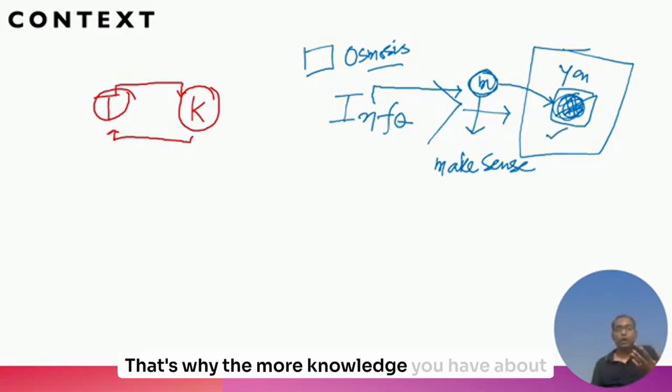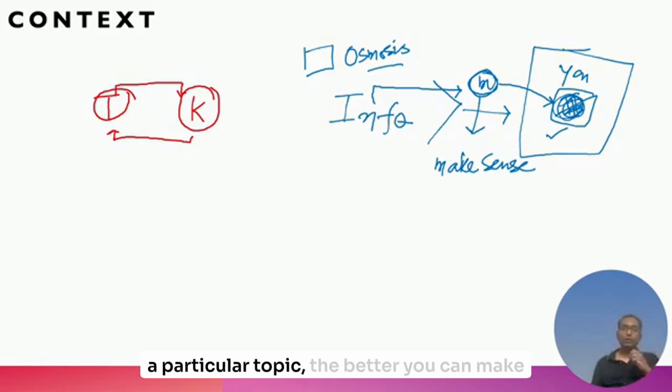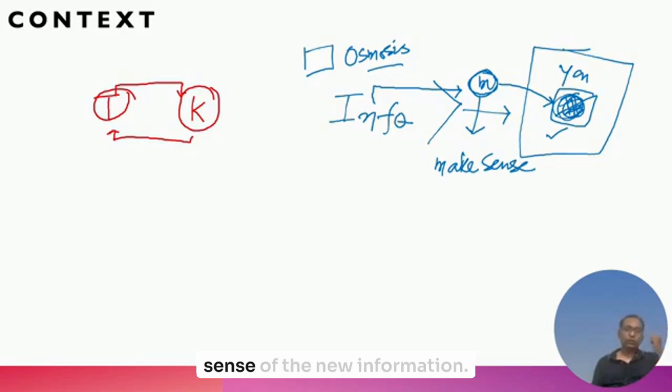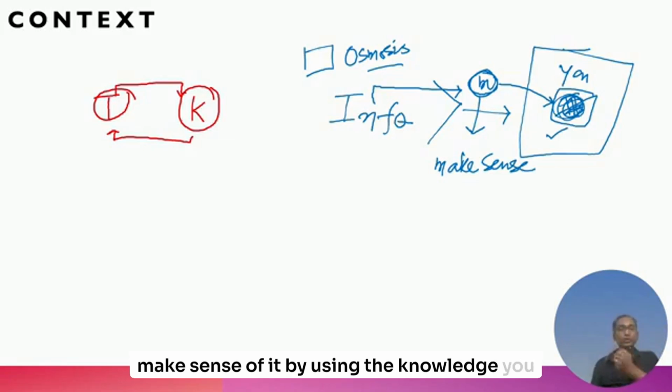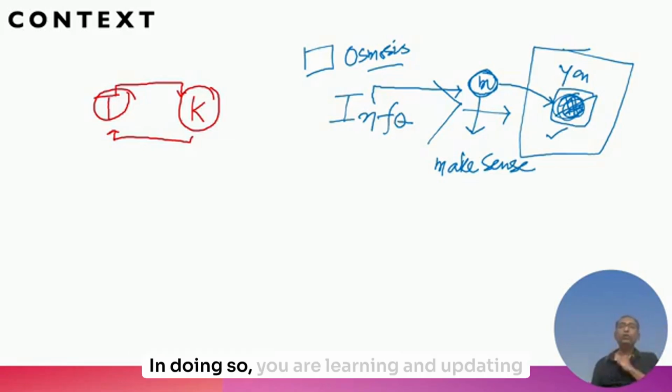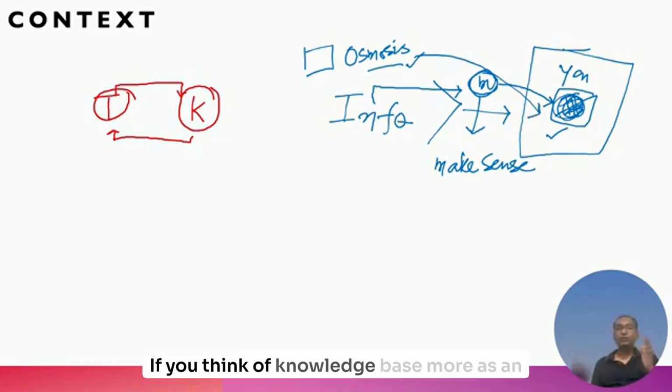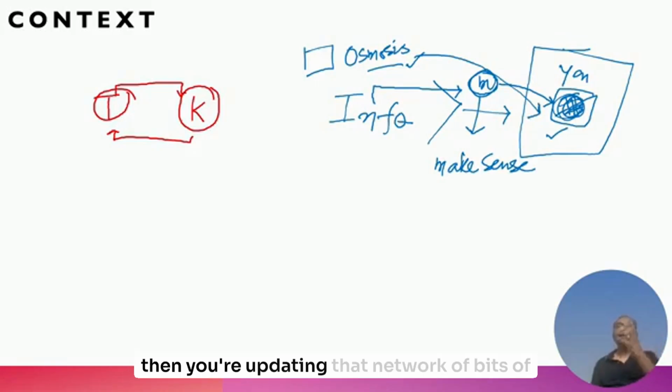That's why the more knowledge you have about a particular topic, the better you can make sense of the new information. So whenever you're learning new information, you try to make sense of it by using the knowledge you already have. In doing so, you are learning and updating your knowledge base. If you think of knowledge base more as an interconnected network of bits of meaningful information, then you're updating that network of bits of information.